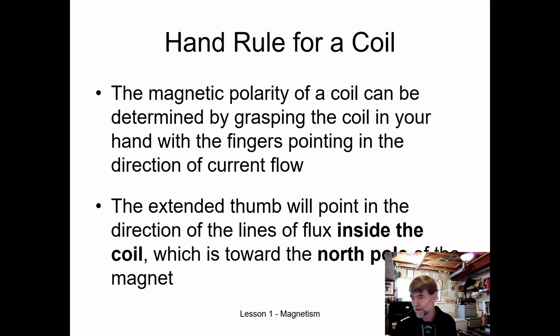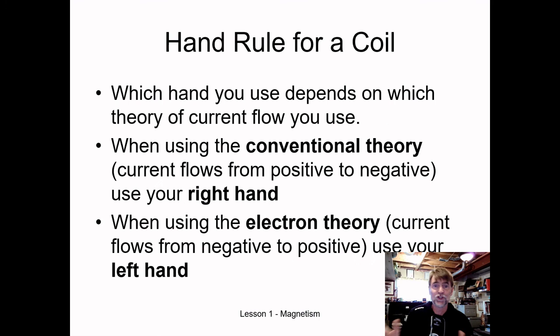Same thing is true. We've got two hands, right? This doesn't happen. This happens. In all cases, our thumb is pointing to the north pole, but is current flowing this way through that coil of wire, or is current flowing this way through that coil of wire? Maybe that's the right answer. Maybe that's the right answer. Just like the conductor hand rule, when we're using the coil hand rule, the same thing is true: the matching up of the theory and the hand. The conventional theory uses the right hand. The electron flow theory uses the left hand.